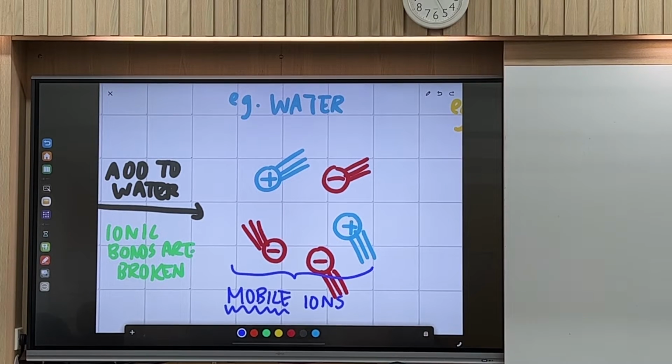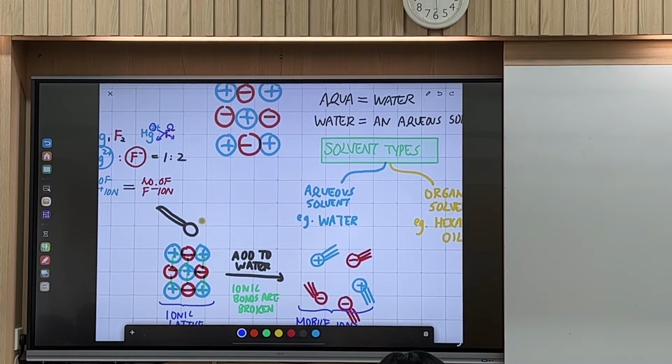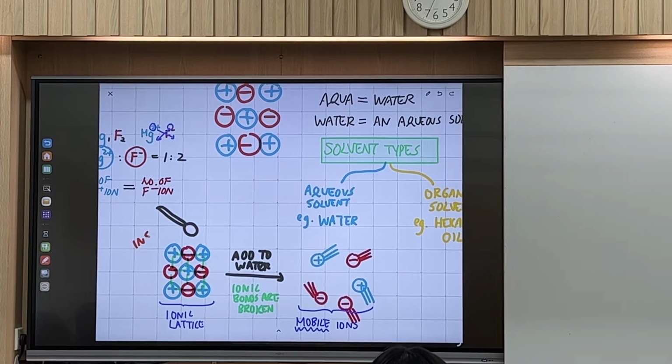Now, this is why they are not conductors in solid state. In the solid state, so can you put down solid in here? This is in solid state. The ions cannot move.